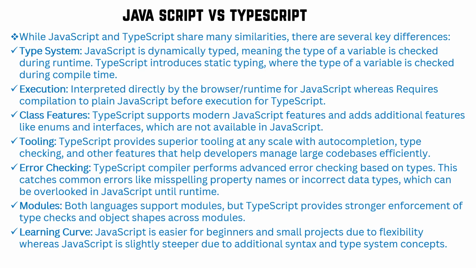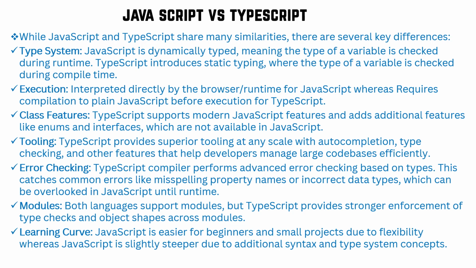Error checking: the TypeScript compiler performs advanced error checking based on types. This catches common errors like misspelled property names or incorrect data types, which can be overlooked in JavaScript until runtime, because most of the errors in JavaScript you will be handling while running the code, not during compilation. Modules: we discussed already that both JavaScript and TypeScript support modules, but TypeScript provides stronger enforcement of type checks and object shapes across modules.